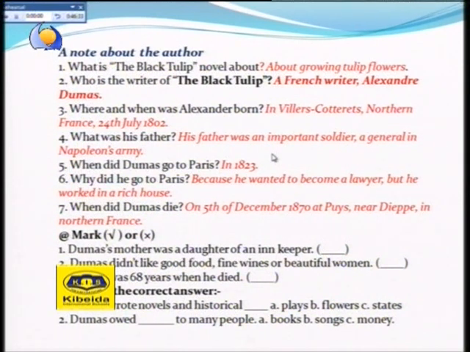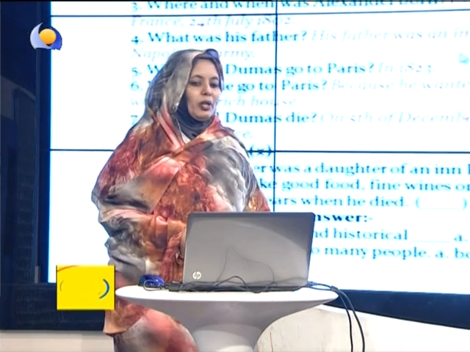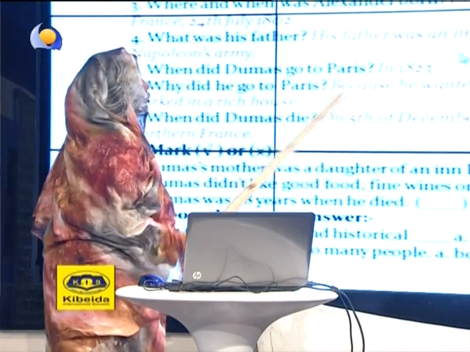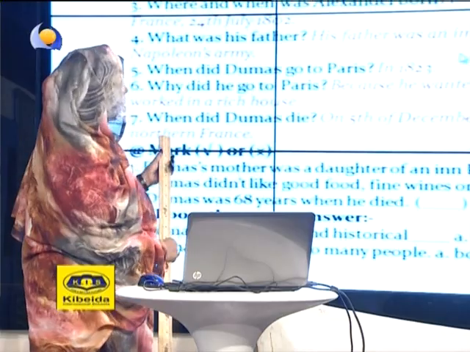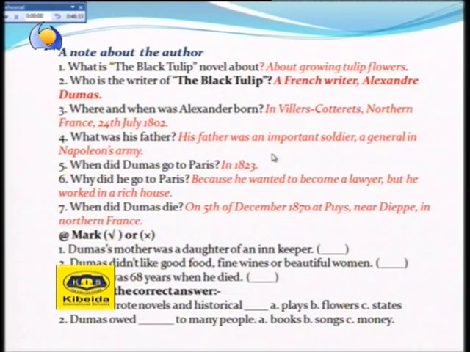Okay, about the story or about the author first. The Black Tulip. What is the Black Tulip novel about? It is about growing tulip flowers at that time. And who is the writer or the author? It is the French writer Alexander Dumas, very, very well known at that time. Where and when was he born? He was born in northern France in 1802. What was his father? His father was an important soldier or a general in the Napoleon's army.